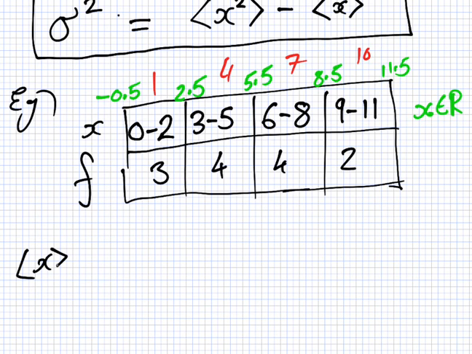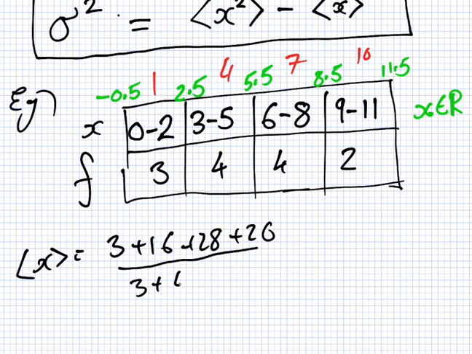Okay, so average will be 3 plus 16 plus 28 plus 20 all over 3 plus 4 plus 4 plus 2. So that's 20, 28, 48, 51, 67, is it? Over 13. What's that, 5.2 or something? Is it 5.2? 5.21, alright.